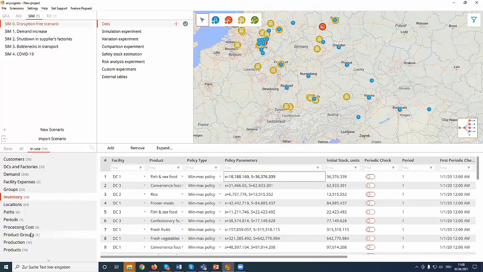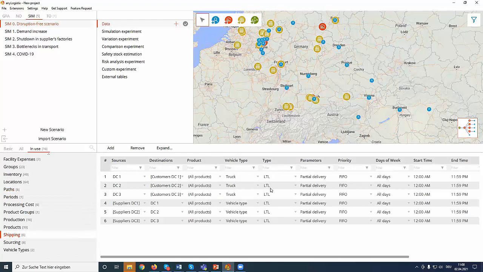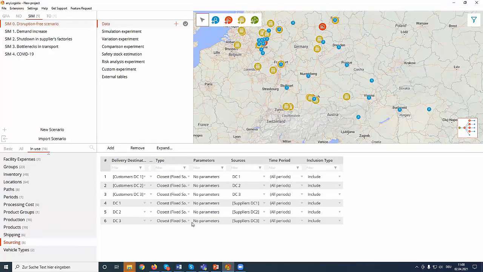In process, we define transportation costs. In shipping, transportation control policy. And we also have to define sourcing. Right. And with that data, we can first run simulation for business as usual scenario. In this scenario, no disruptions are considered. The objective of the simulation is to observe how the firm is performing in a business as usual situation, to observe our, say, normal supply chain performance.